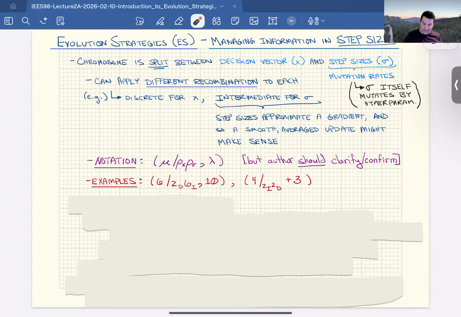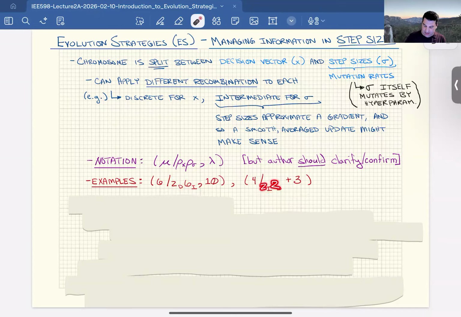So you can imagine that this will maybe create a slowdown or a pressure for slowing down changes in the mutation rates, while it still allows for more variation to exist in the decision vector itself. So that's one example, and then you could do that with elitism.